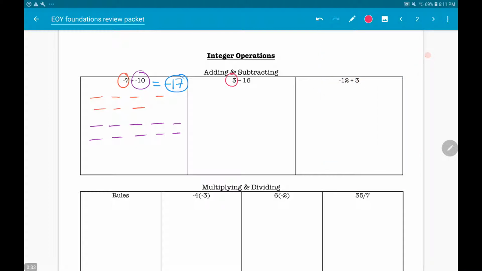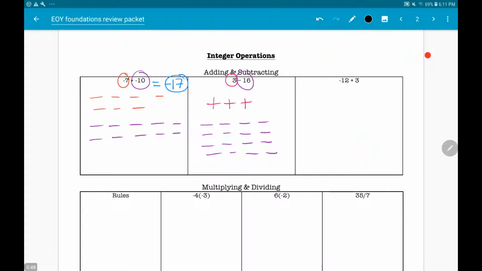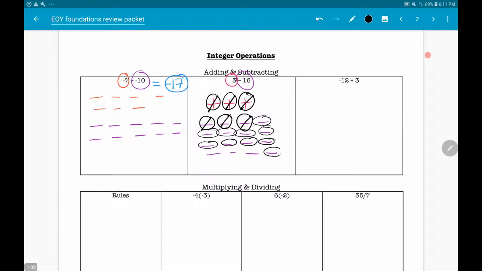Alright, let's do it again. +3, -16. Alright, do I have opposites? Yes, so one positive cancels with a negative, one positive cancels with a negative, positive cancels with a negative. What is left? 1, 2, 3, 4, 5, 6, 7, 8, 9, 10, 11, 12, 13. So my answer is -13.